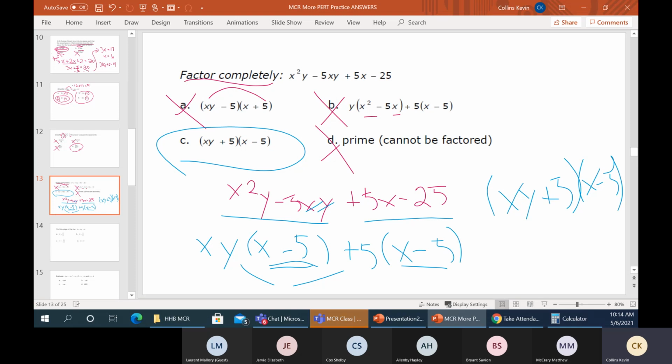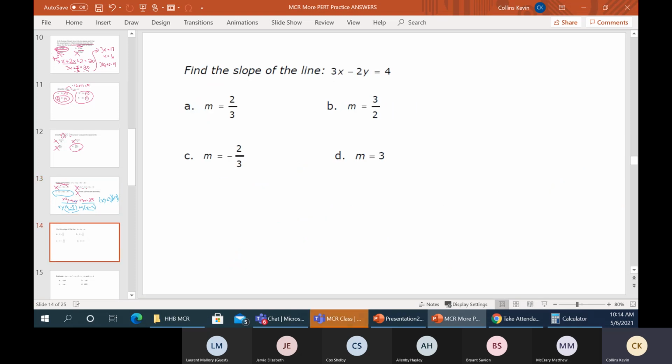All right, let's check out a couple more. We'll call it a day. Find the slope of the line. So to find the slope of the line, pretty much you want to solve for y. Whatever you end up with in front of x is your slope. Check it out.